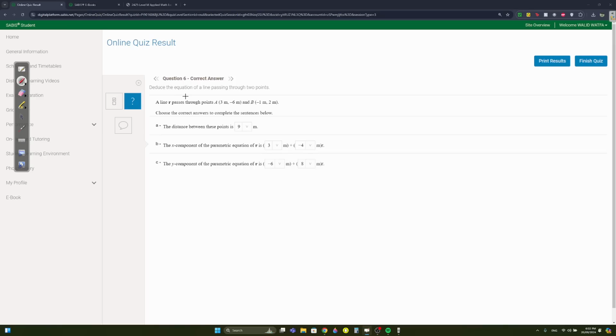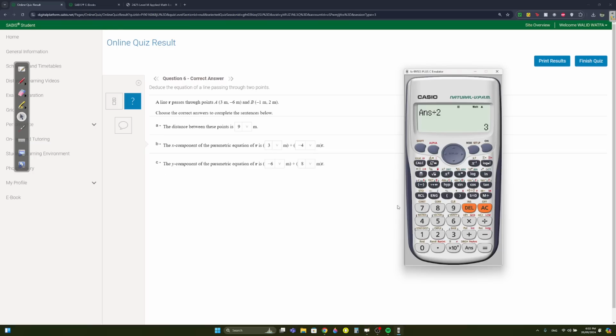A line R passes through points A and B. Okay, the distance between these points. How do we find the distance? It doesn't matter, you want x2 minus x1. Minus 1 minus 3 is minus 4. So radical of minus 4 squared plus 2 minus 6, which is 8 squared. You get, rounded up, 9.